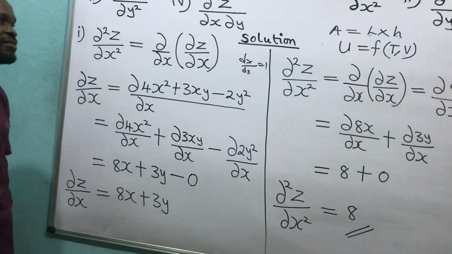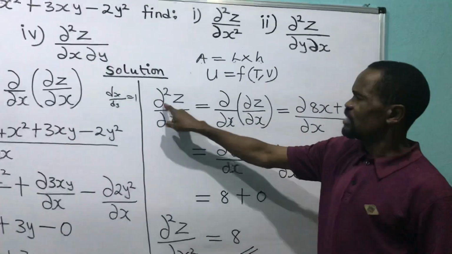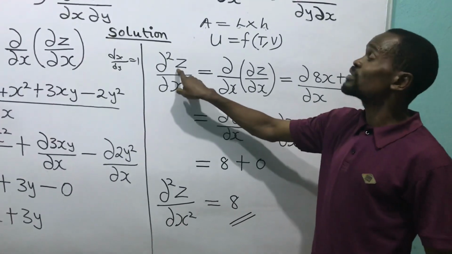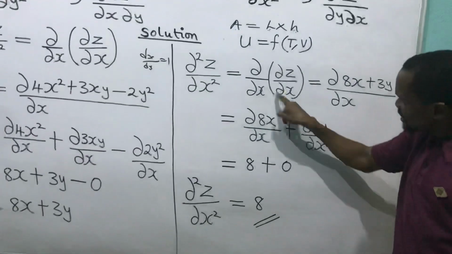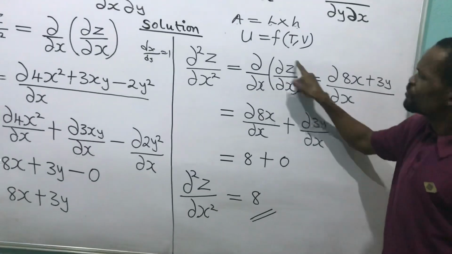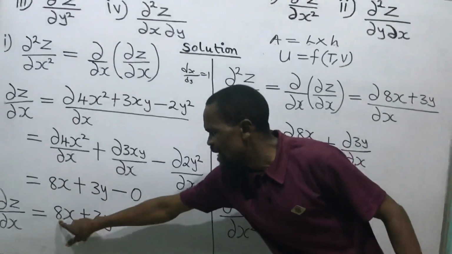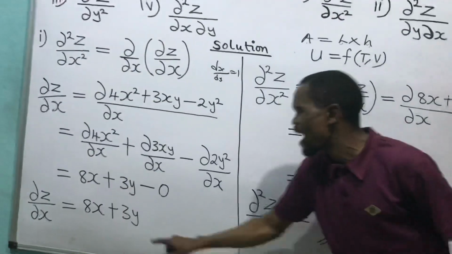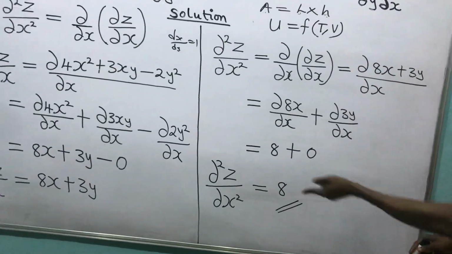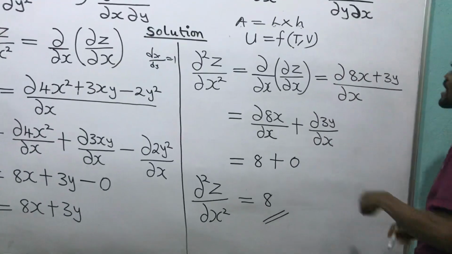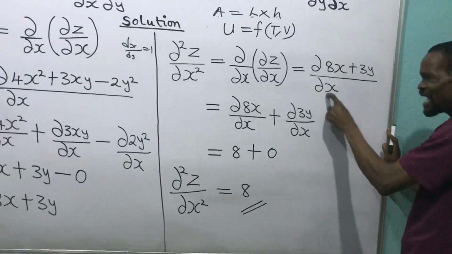That's the first derivative. Then let us go to the second derivative of that. This is my second derivative of z with respect to x. Therefore, I have gotten the first derivative. The answer of the first derivative is 8x plus 3y. I'm going to differentiate this answer again, partially, with respect to x again.